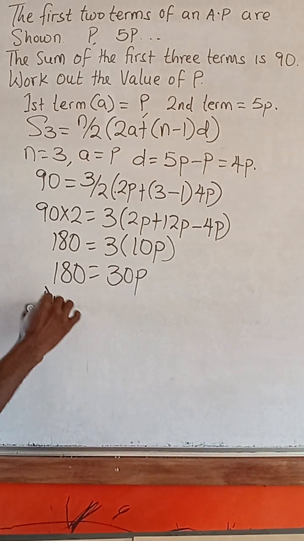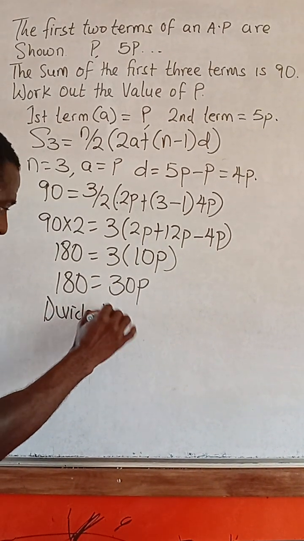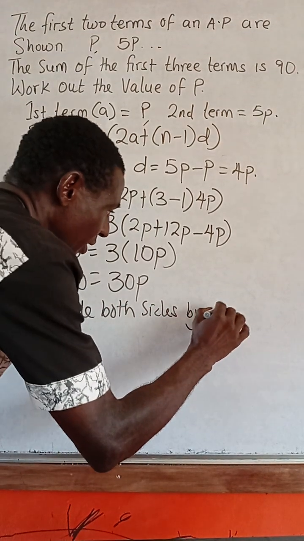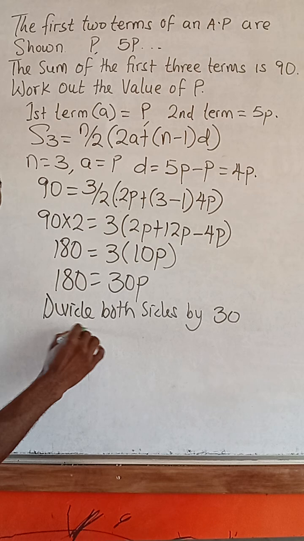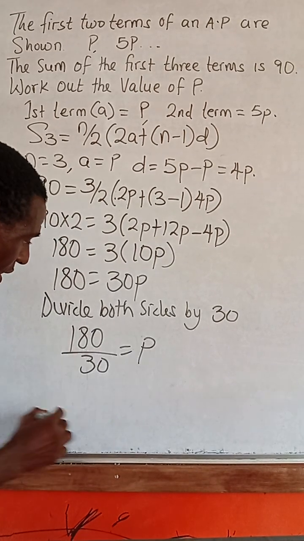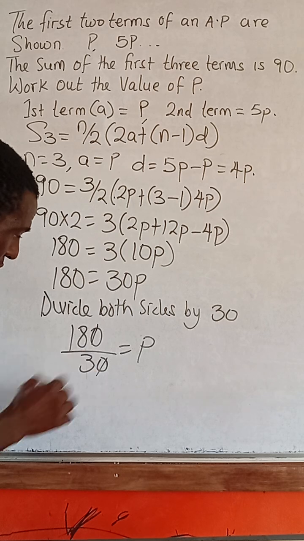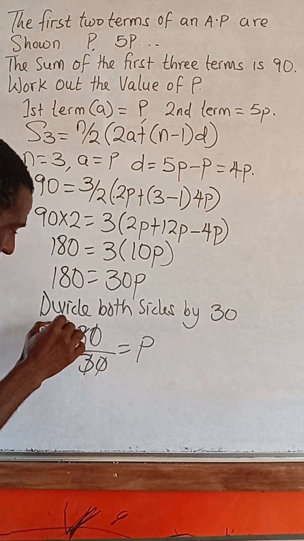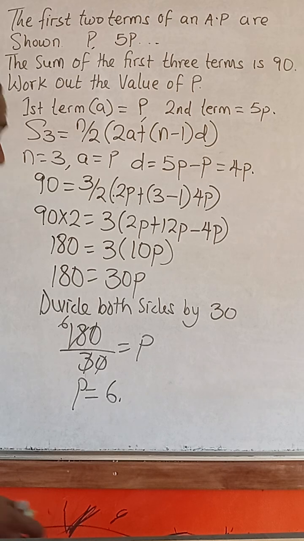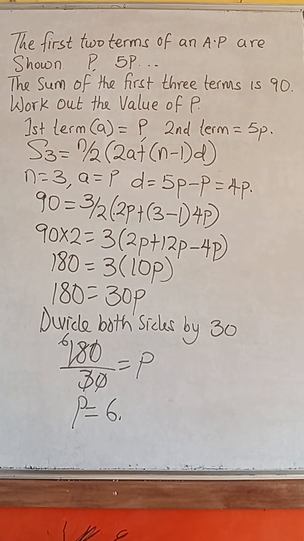So divide both sides by 30. So we have 180 over 30 equals P. So 0 cancels 0, 18 over 3 is 6, which means our P equals 6. So we have the value of our P to be 6.